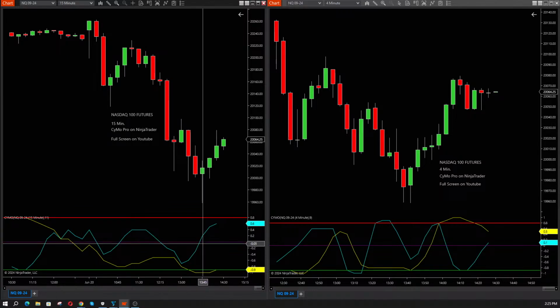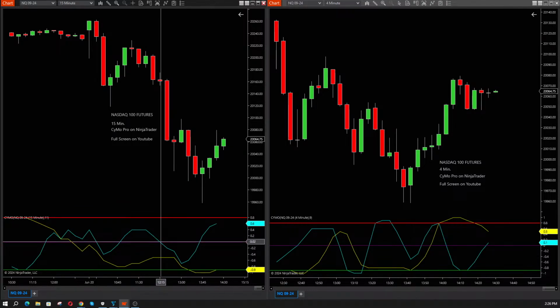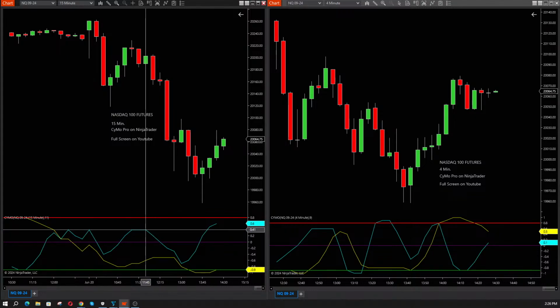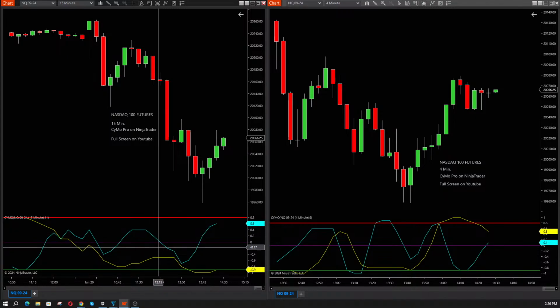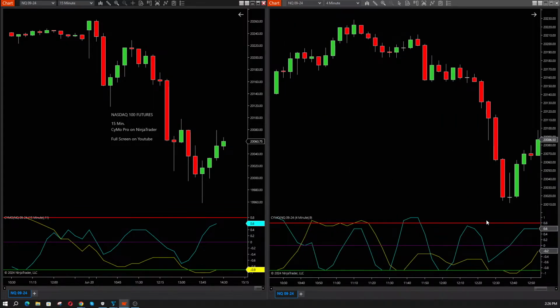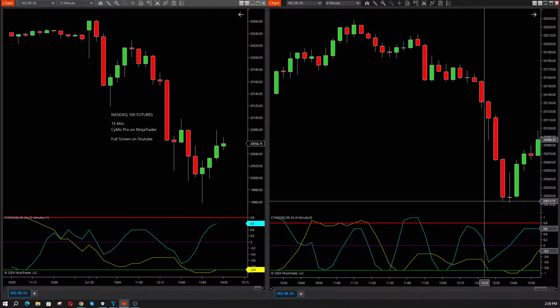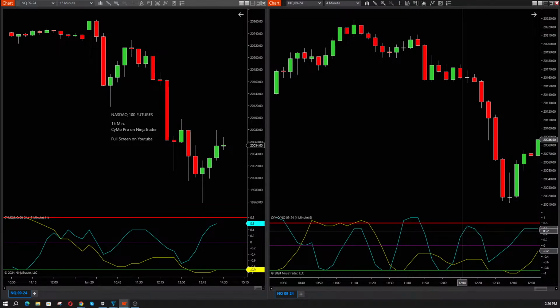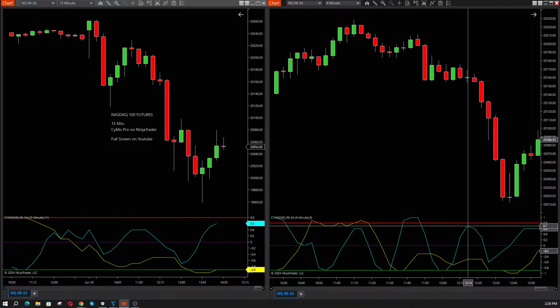Now, how did that relate to your entry points over on the 4-minute time frame? We had the cyan line right at zero at 12:15. Keep that in mind, 12:15. Let's look at the 4-minute chart right here, and we'll go back to the 12:15 marker. Get the pointer right here. 12:15 was right about right there. Okay, we had a setup to go short on the 15-minute.